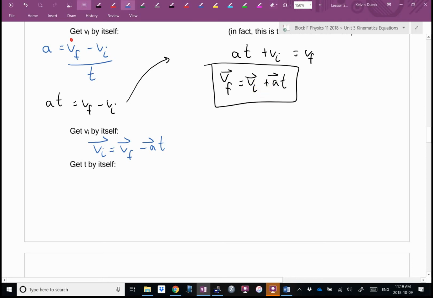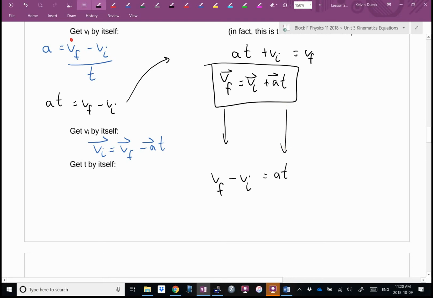Which one do I do first? And the answer is, it's going to be reverse BEDMAS. You're going to add, subtract first. So the VF would just drop down like a domino. You're going to subtract the VI, and the AT just drops down.